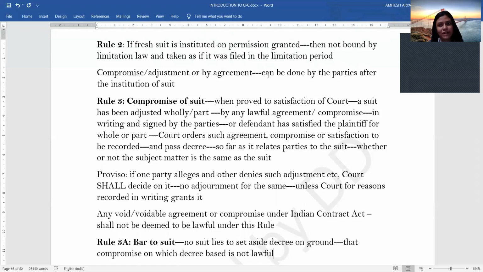Whether or not the subject matter is the same, the parties should be the same. But if a compromise or an agreement or a satisfaction has been done by the defendant, the same can be recorded and a decree can be passed.